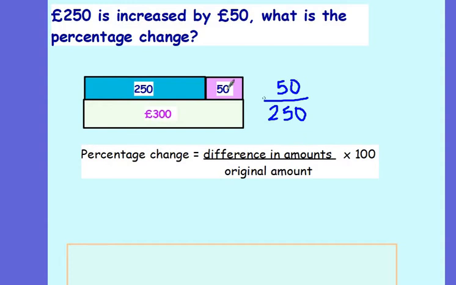So I've now got 50, which was my difference. I've gone from 250 to 300. My difference is 50. My original amount is 250, multiplied by 100. This now gives me 1/5 times 100, which is 20%.